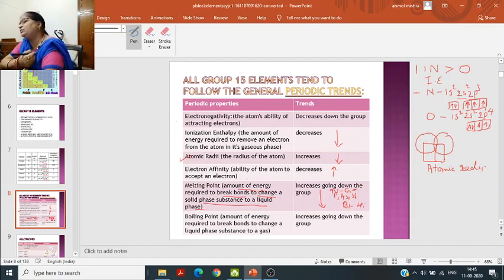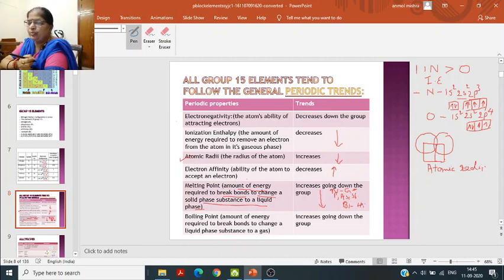Now why do we have to study whether melting point decreases or increases? In the board exam, questions are asked in the form: arrange these elements in increasing or decreasing order of melting point, electronegativity, ionization, anything they can ask. So that is why you correlate one property with the other, then you can get the answer.